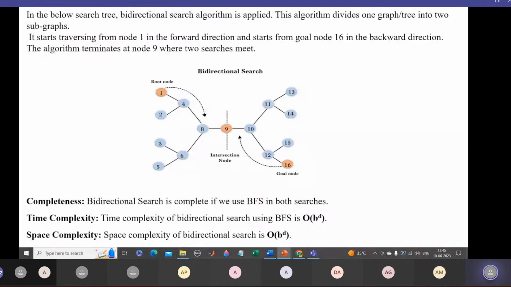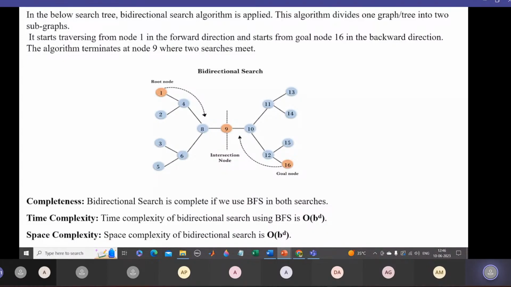Okay, you can see here, one will be from the root. The other will be from the goal node, in the backward direction. And when the two searches meet, then the algorithm will terminate. So here in the traversing, both will be meeting at 9, that is the intersection node. In that case, the algorithm will terminate. So this is your bidirectional search. You cannot have two separate graphs, but there should be one which is connecting both the graphs. That is your bidirectional search graph.